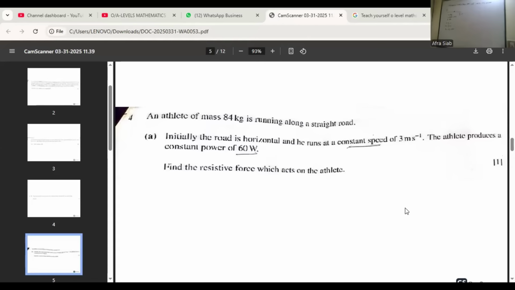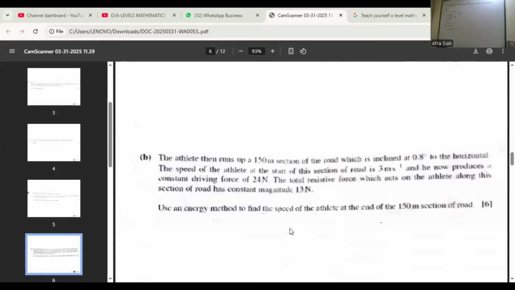The second part of this: the athlete then runs up a 150-meter section of a road which is inclined at 8 degrees to the horizontal. The speed of the athlete at the start of this section of the road is 3 meters per second, and now he produces a constant driving force of 24 Newton. The total resistance force acting on the athlete along this section of the road has a constant magnitude of 13 Newton.